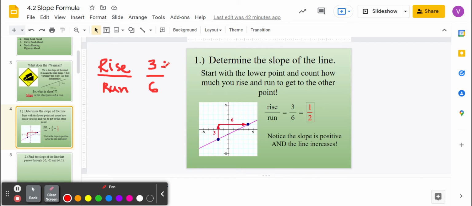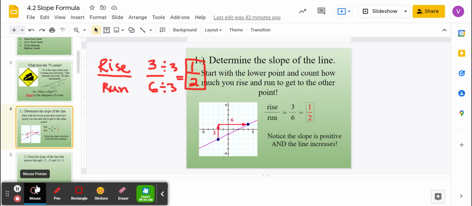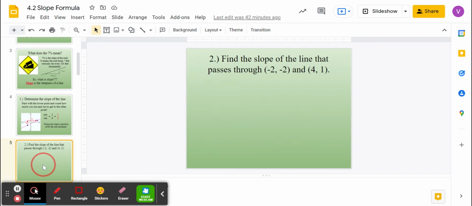Now we want to reduce this, so divide top and bottom by 3. And you'll be left with 1/2, which is your slope. Now, if you didn't go up, let's say you went down 3, that's going to be negative 3. Now, if you went to the left along your x-axis, that's also going to be negative. So you want to keep an eye out in case that ever happens.